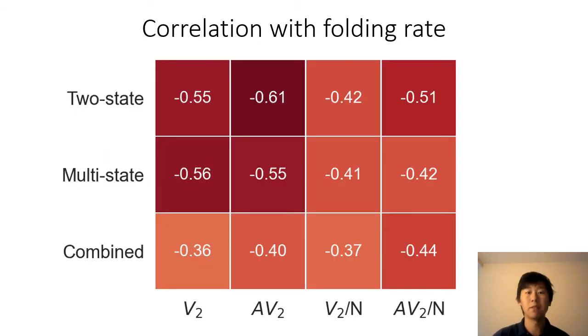Now, this heat map summarizes all of the correlation values. For example, the correlation between the protein folding rate and AV2 for two-state proteins would be -0.61. This map shows us that AV2 and V2 are moderately good predictors of folding rate, with AV2 being slightly better. We also see that correlations for each individual set are better than the combined set, implying that the folding kinetics are important to predicting the folding rate.